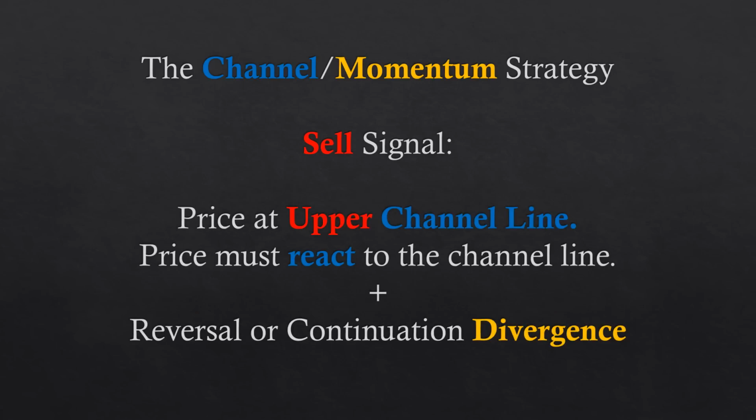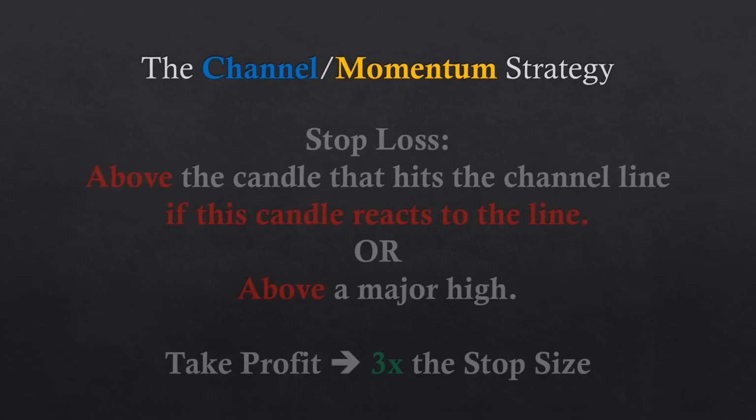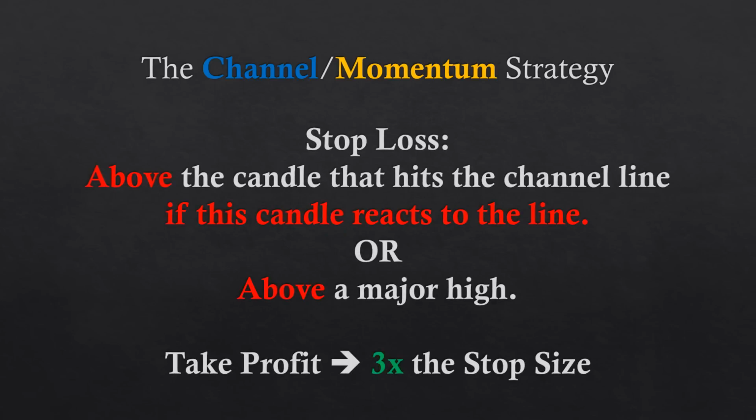Ideally, you want to see price showing some sort of reaction to the channel line, and then you can check if the RSI is displaying a bearish reversal or a bearish continuation divergence. The stop loss order can be placed above the candlestick that hits the channel line if this candlestick shows some sort of reaction to the channel line.